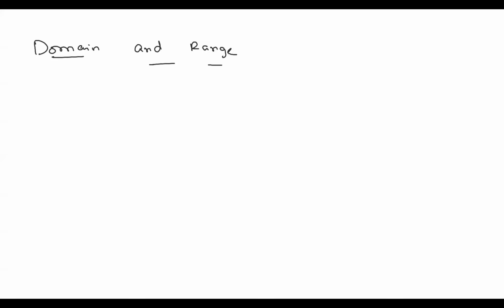Okay. So it's related to domain and range. Basically, see, when you talk about a function, am I audible? Yes, sir. Okay. So when you talk about a relation and function, can you tell me what is the difference between these two in the first place?